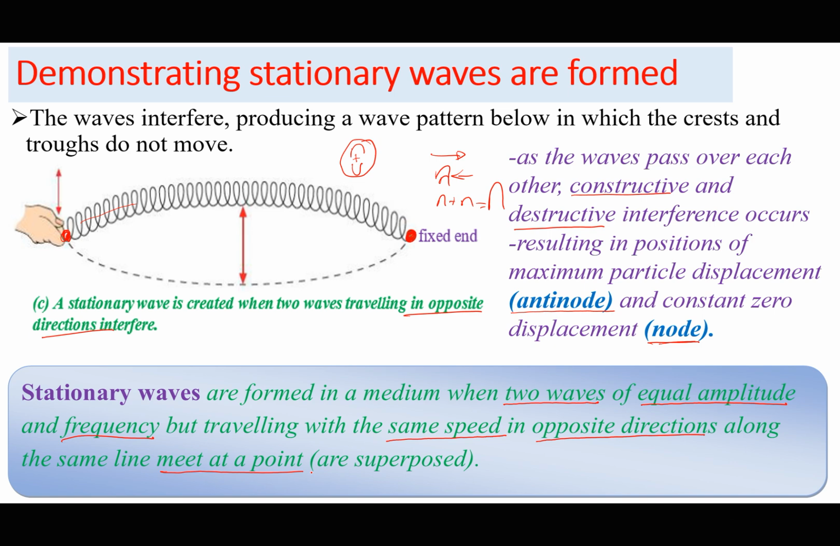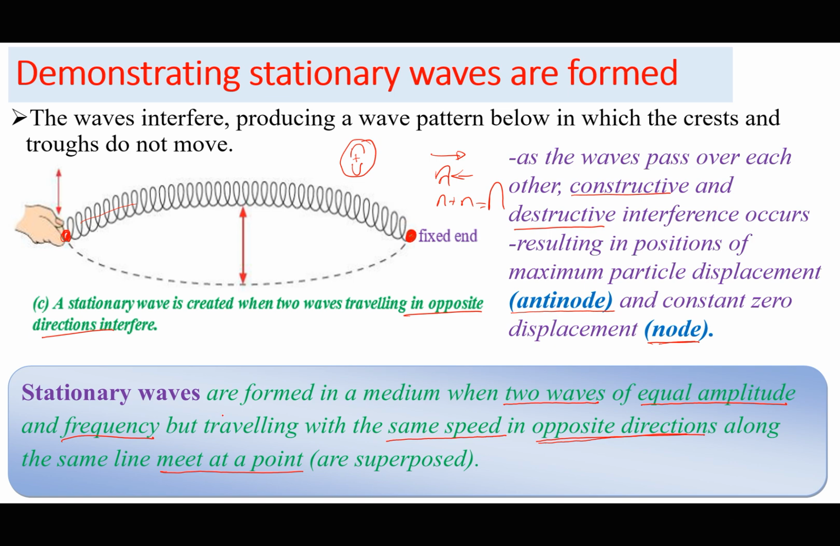So you will be asked to describe how stationary waves are formed. You must have an incident wave and a reflected wave. Because the incident and reflected waves are of the same type, they will have the same amplitude, the same frequency, and they will move with the same speed, only that they will be moving in opposite directions along the same line. And when they meet, they form what we call a stationary wave or a standing wave.